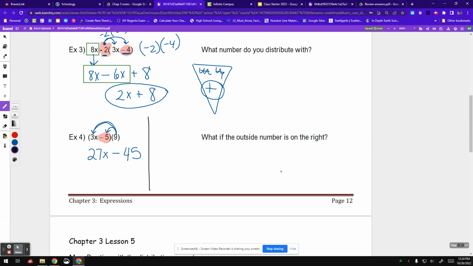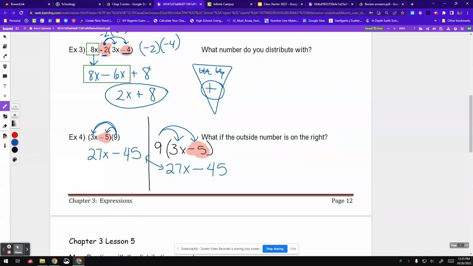commutative property. Remember, commutative means order. And I'm just going to switch. Instead of having the 9 at the end, I'm going to put the 9 in the front. So the order changed. The 9 is now in front. And when I multiply 9 times 3x, I get 27x. And when I multiply 9 times negative 5, because the sign in front of it goes with it, I get minus 45. So notice these are the same.